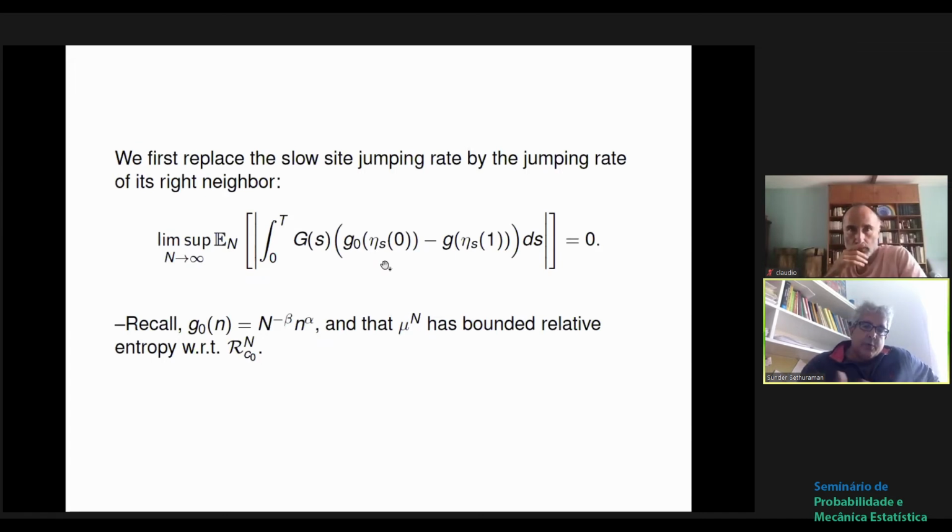Mu n is not so far from the invariant measure, and in the invariant measure, the rates in and rates out match. So this rate, the rate out of 0, should match something like the rate out of 1. That's the intuition: we want to get out of the slow site, which is trouble for us, to something like site 1, which is next door and has access to more regular behavior. This is a first step, and we would like to establish that.